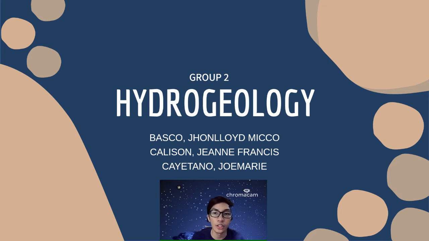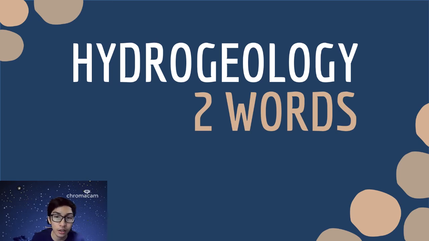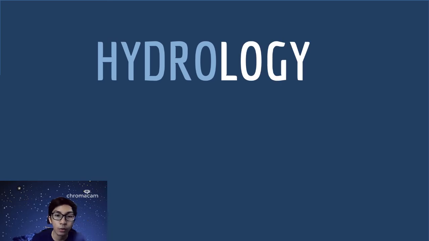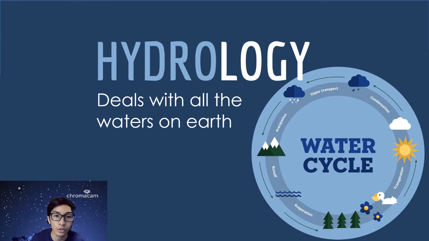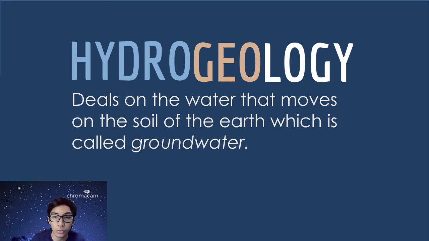The word hydrogeology has two significant root words that will tell us the scope or the main area it focuses on. Hydro is the first root word, which means water, and we also already know the meaning of hydrology, which deals with all the waters on Earth. Specifically, it deals with the water or hydrologic cycle, like all the movement of water in different forms. But now the second root word enters, which is geo, meaning earth or soil of the earth. Hydrogeology deals with the water that moves in the soil of the earth, which is called groundwater.